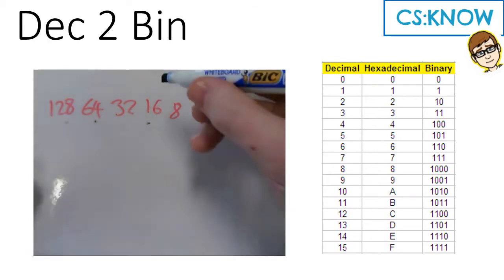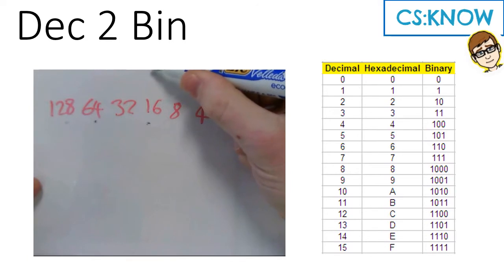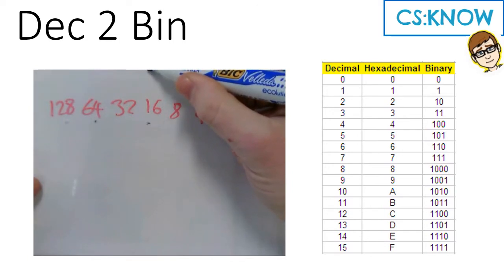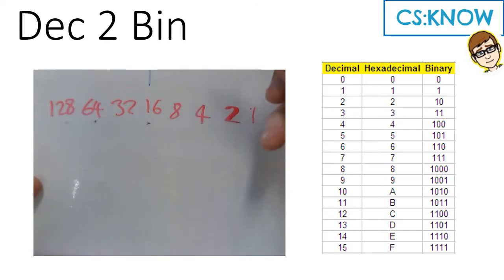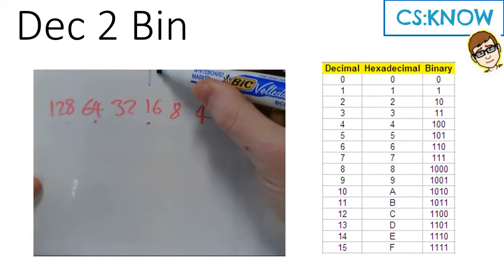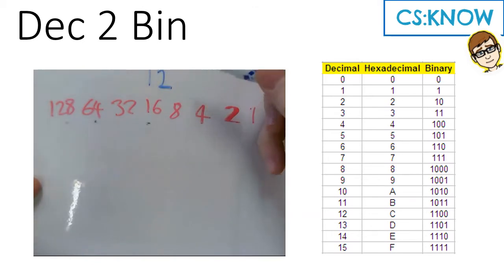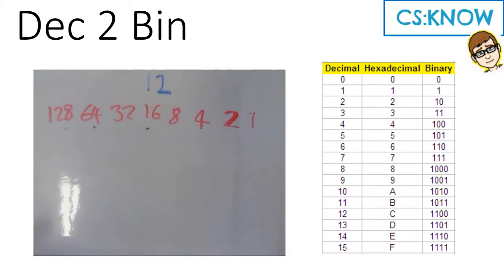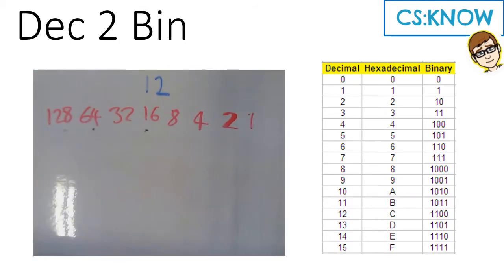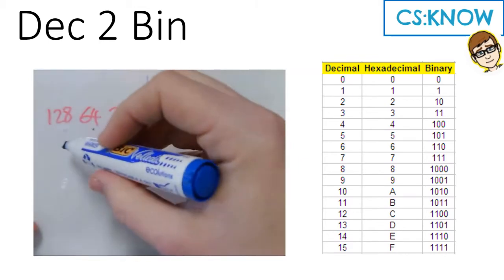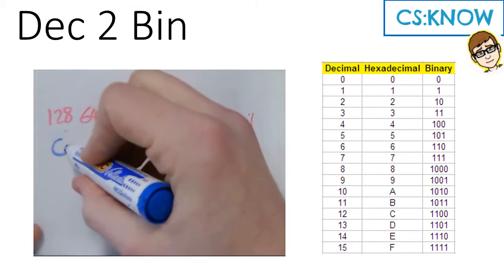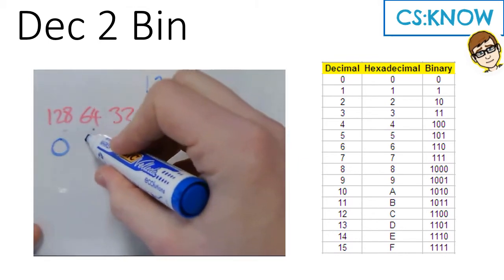Converting from decimal to binary. First of all, you need to know what your placeholders are. So always write them along the top, starting on the left hand side: 128, 64, 32, 16, 8, 4, 2 and 1. So the number we're going to try and make is 12. Now this is a hard number because we can't make it by just turning on one of the columns. We're going to have to combine some columns together.